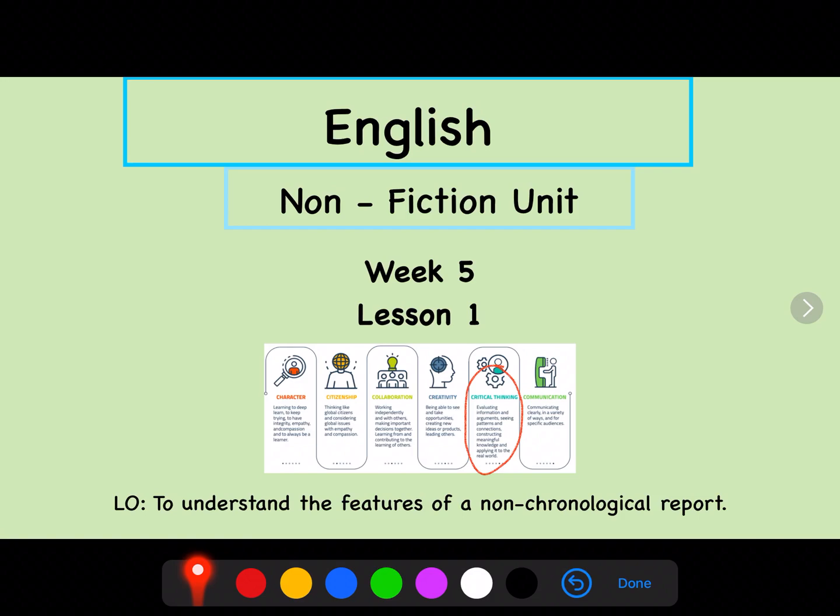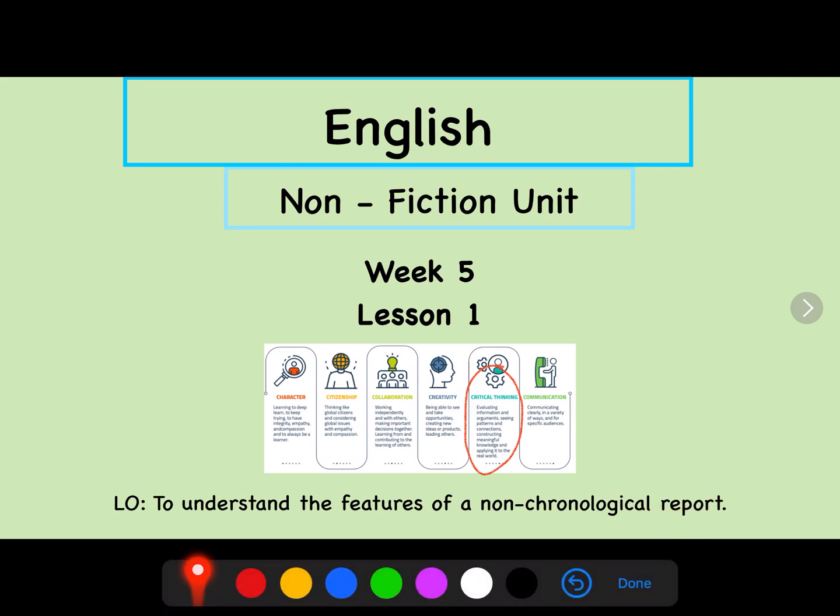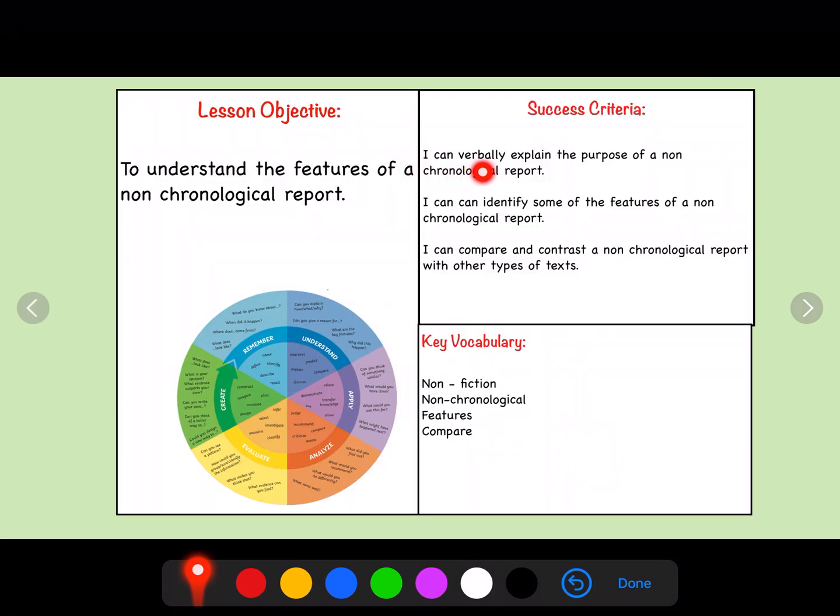Today we're going to be looking at non-fiction texts in English. Our lesson outcome is to understand the features of a non-chronological report. Don't worry if you don't know what this word means yet, we're going to learn about it today. Our success criteria is: I can verbally explain the purpose of a non-chronological report.